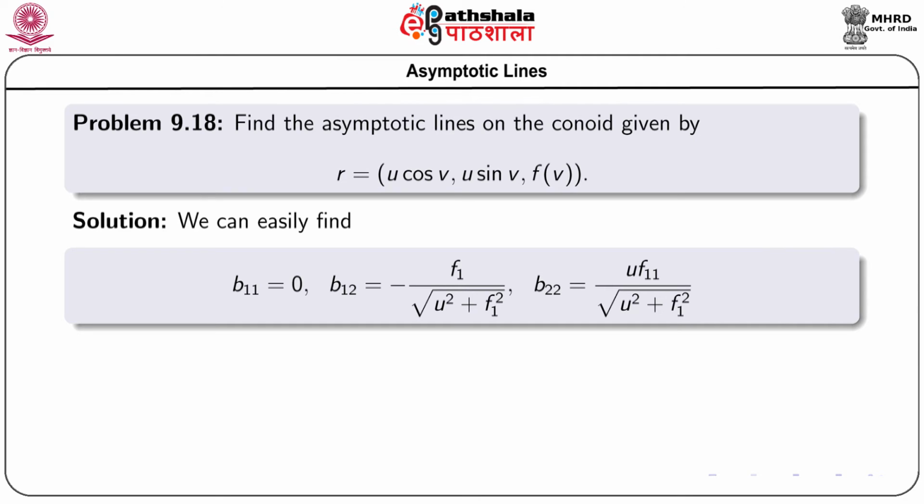Now, we can easily find these values because earlier we have obtained them. So B11 equals 0, B12 equals minus f1 by root over u square plus f1 square, and B22 equals u f11 by root over u square plus f1 square, where obviously f1 is df/dv and f11 is d2f/dv2. That is, the second order derivative of the function f is represented by f11 and the first order derivative is represented by f1.